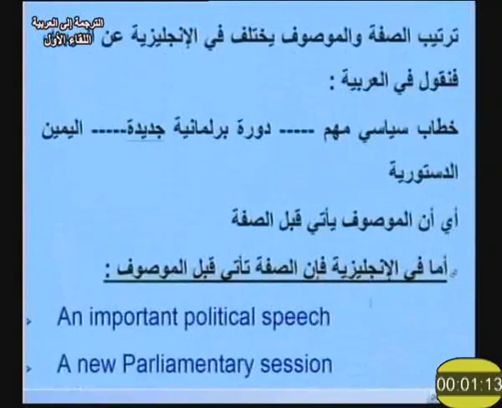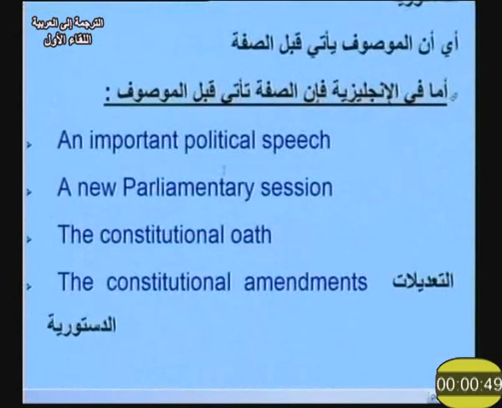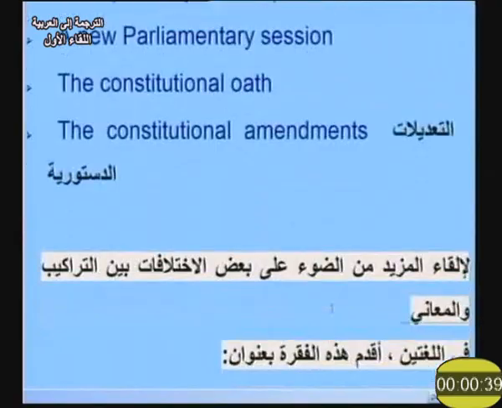An important point in the structure other than the subject-verb order is the order of the adjective and noun. ترتيب الصفة والموصوف, as you see, it's very important in English. يختلف في الإنجليزية عن العربية. فنقول في العربية خطاب سياسي هام، دورة برلمانية جديدة، اليمين الدستورية، أي أن الموصوف يأتي قبل الصفة. أما في الإنجليزية we say an important political speech, a new parliamentary session, the constitutional oath, the constitutional amendments تعديلات الدستورية.